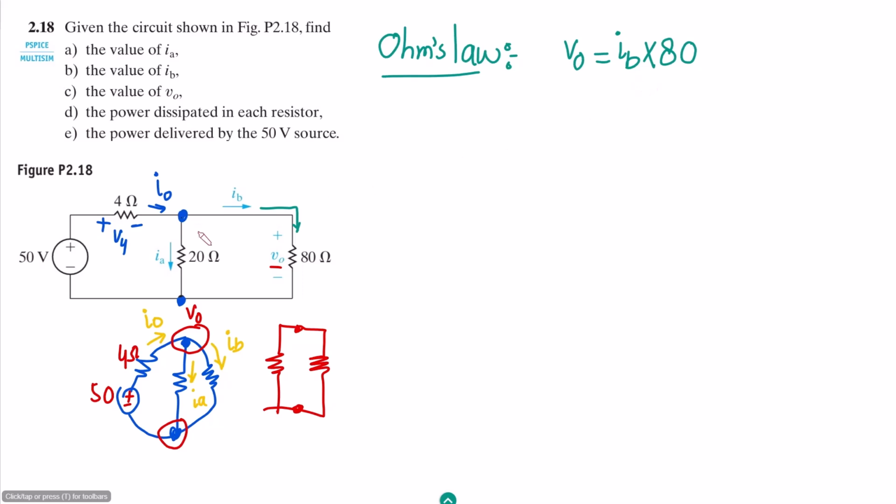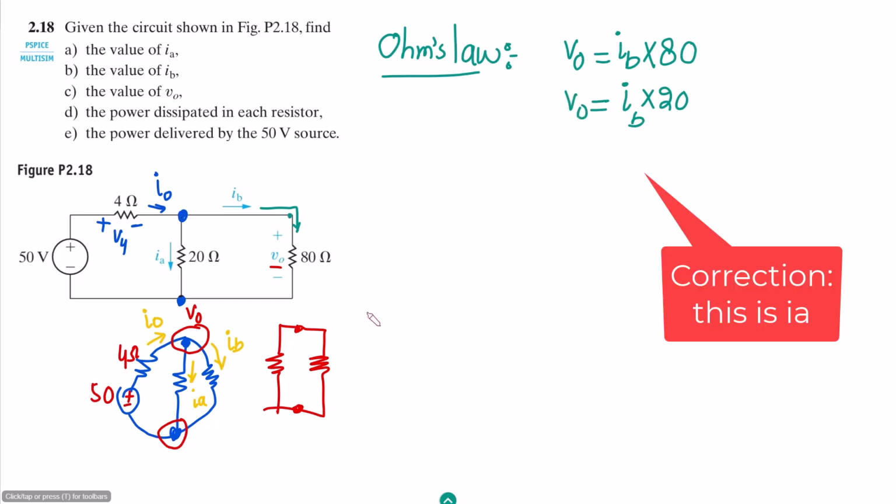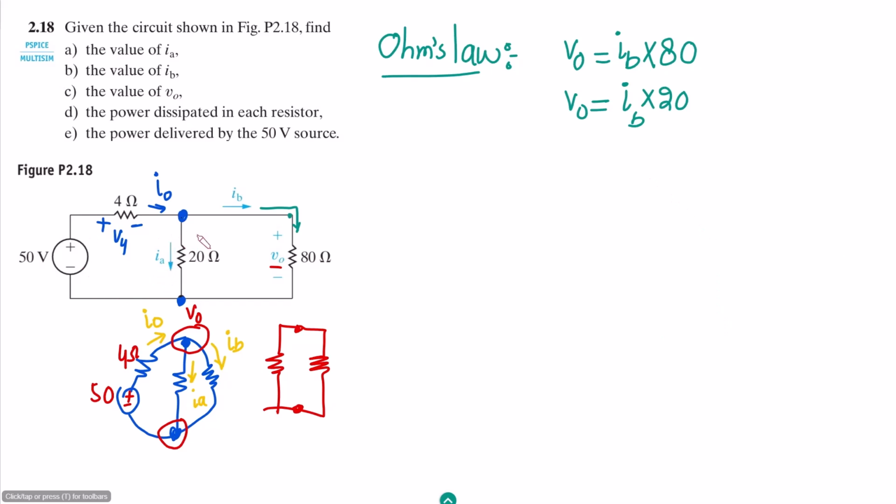Similarly, if we see that these 2 are in parallel, this is a similar voltage which is across this 20 ohm as well. So we can also write it as the 20 ohm resistor multiplied by the current through it, and that is IA. This is also V0. If we want to see what the voltage is here, we can see that this is again V0 here as well. And that is what we have here.